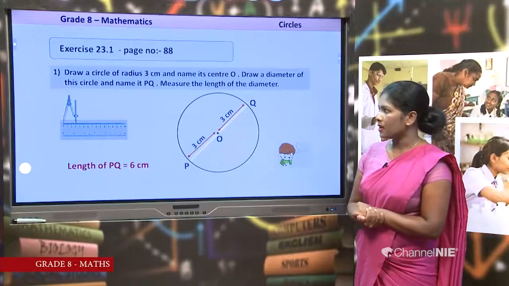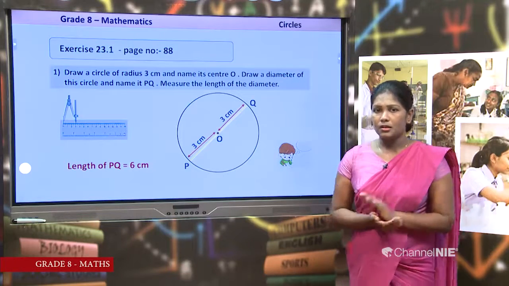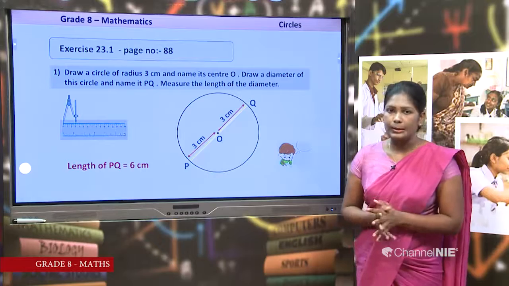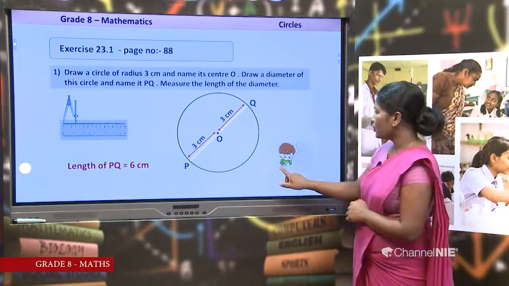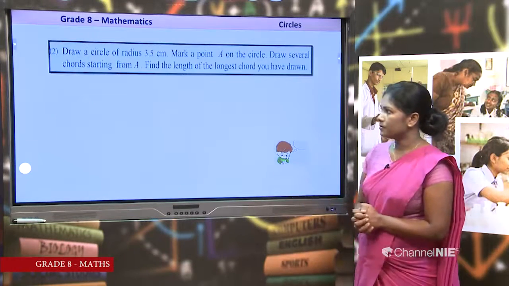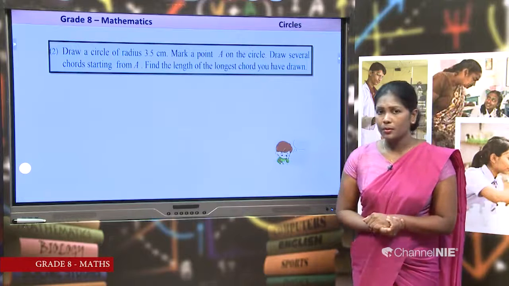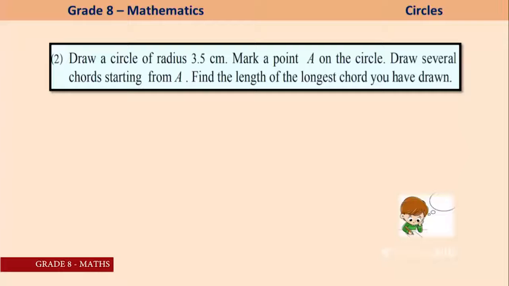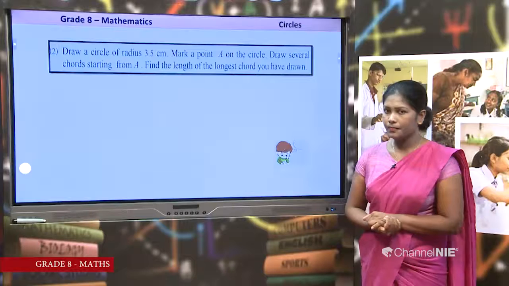Okay, children, I think now this question is clear. Next, move to the second question. Read the question with me. Draw a circle of radius 3.5 centimeters. Mark a point A on the circle. Draw several chords starting from A. Find the length of the longest chord you have drawn.